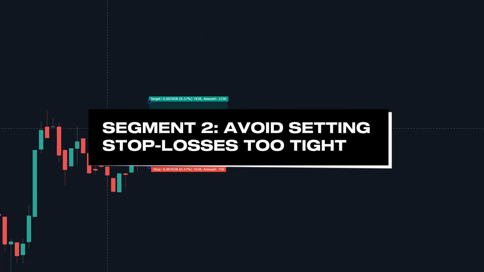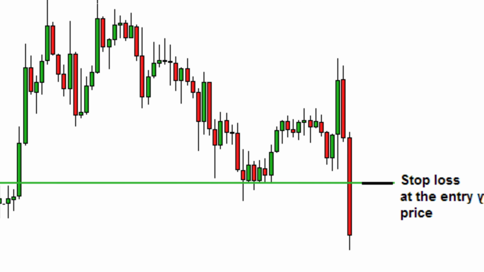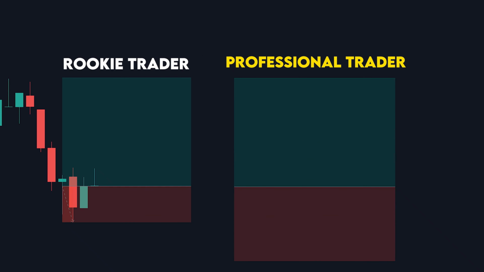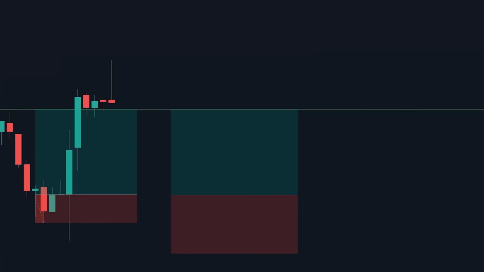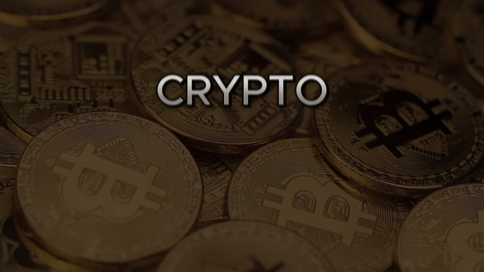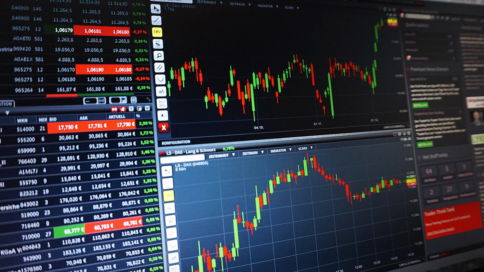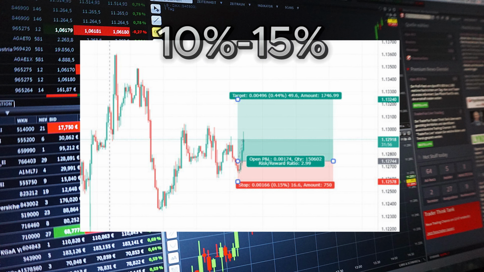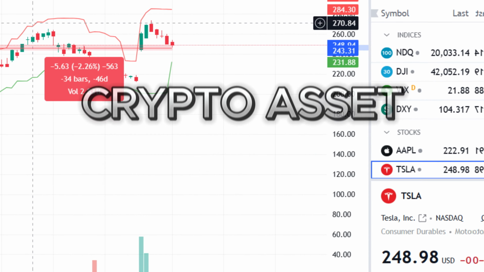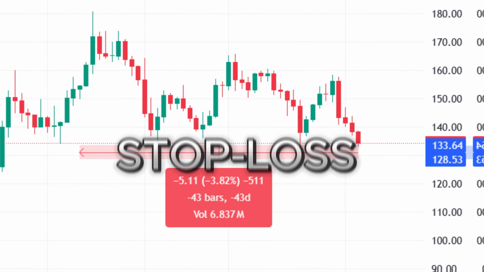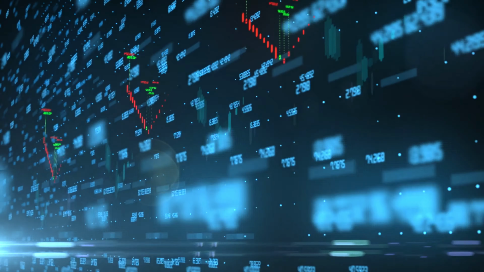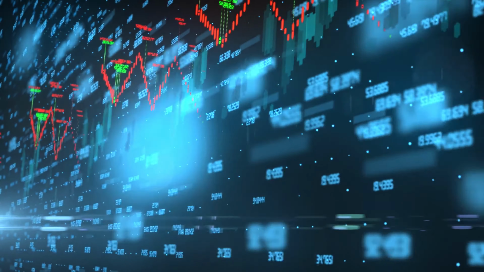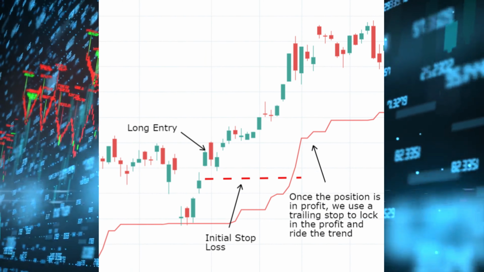One common mistake is setting stop losses too close to the entry price. For example, if you set a stop loss at 5% below your entry price on a volatile stock, a minor fluctuation could close your trade at a loss, even if the price recovers soon after. In volatile markets like crypto or tech stocks, consider setting your stop loss at 10% to 15%. Imagine buying a crypto asset at $100 and setting a stop loss at $95. A quick dip might trigger your stop loss, leaving you with a loss when the price bounces back up.